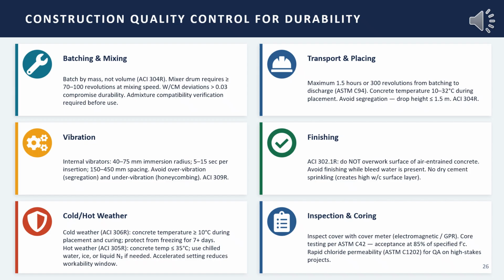Now regarding transport and placement, ASTM C94 limits the time from batching to concrete discharge to 1.5 hours or 300 drum revolutions, whichever comes first. Concrete temperature during placement should be between 10 to 32 degrees Celsius. Also, avoid free fall drops greater than 1.5 meter to prevent segregation of the concrete.